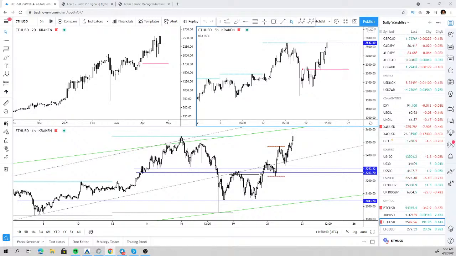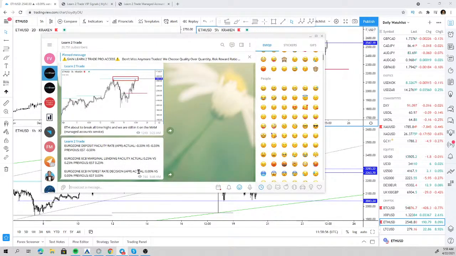All right, trader, I'm testing. 1, 2, testing. Testing, 1, 2. Yep, everybody is. All right, let's have a look here. Learn to trade. Boom, boom.